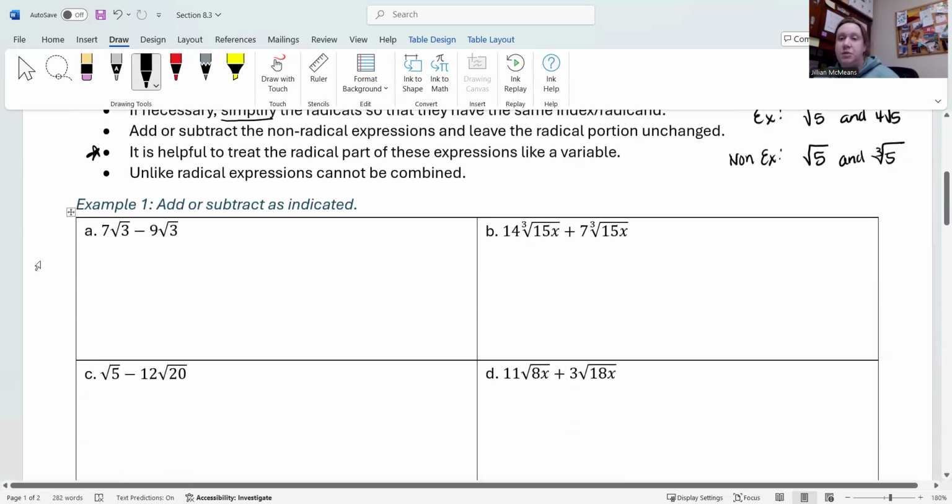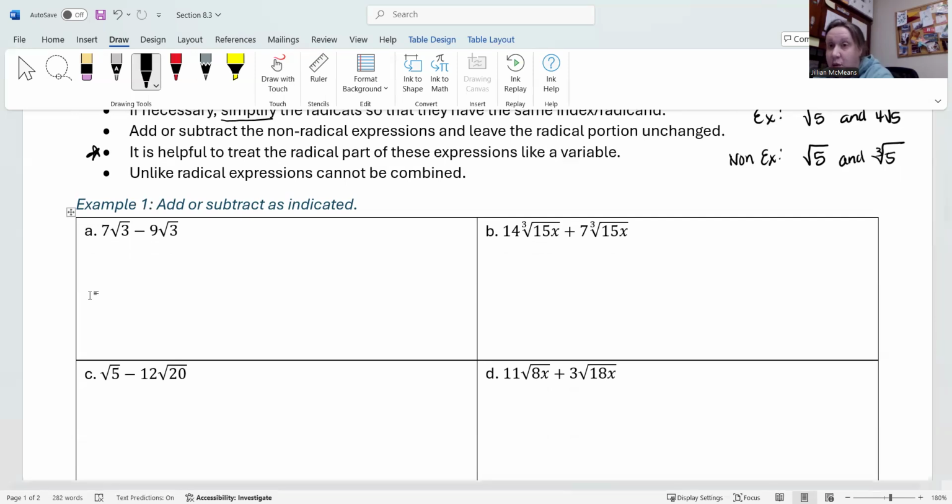Example one says add or subtract as indicated, and we have 4 parts that we can practice with. So for part A, we have 7 square root 3 minus 9 square root 3. The like radical part is the square root of 3. And then we have these, I'm going to put in quotations, like coefficient parts. Well, that's the 7 and negative 9.